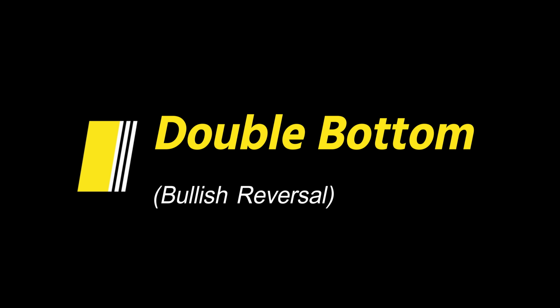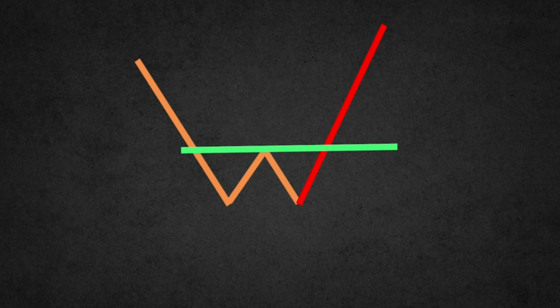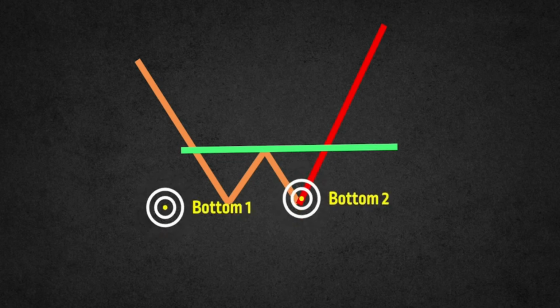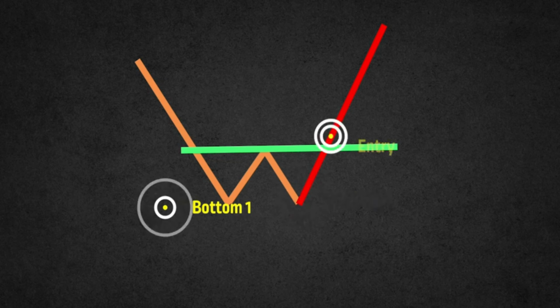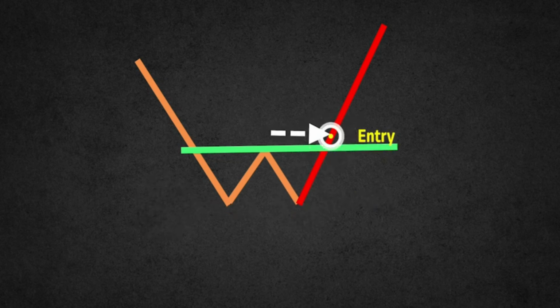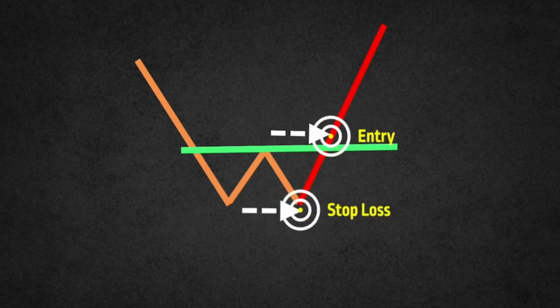Two, double bottom, bullish reversal. This is the opposite of the double top. It forms a W shape. Price drops to a support level, bounces, tests it again, and then moves up. What it means: bears are losing steam. Bulls are gearing up. Entry: buy after price breaks above the neckline.